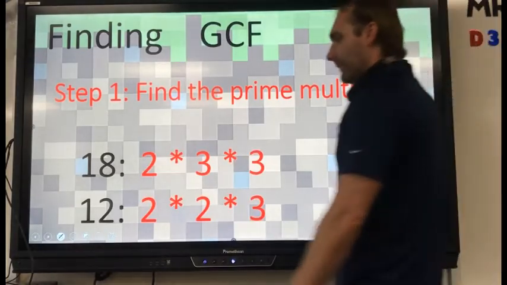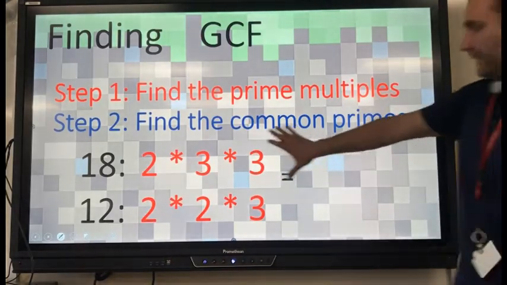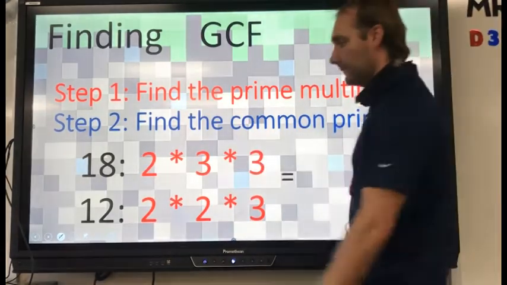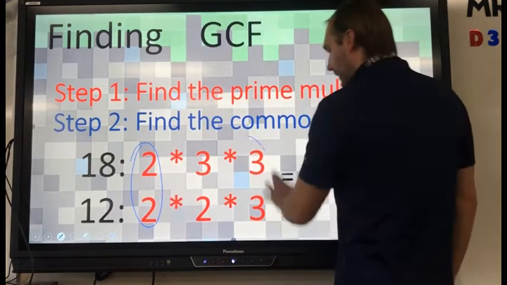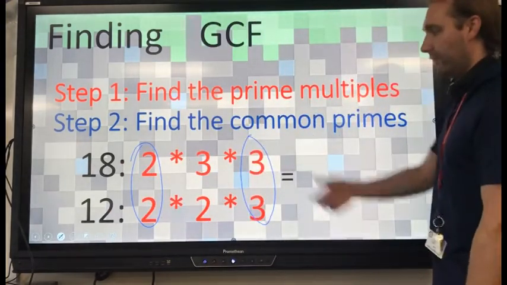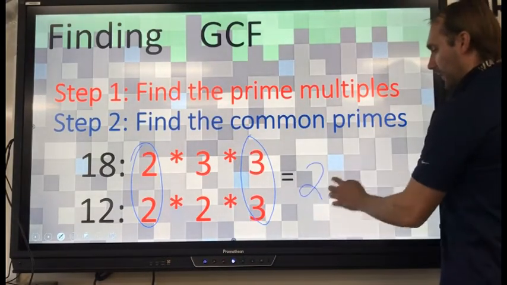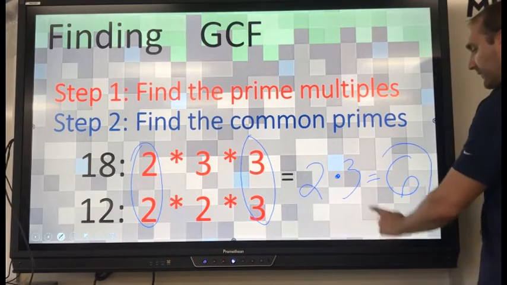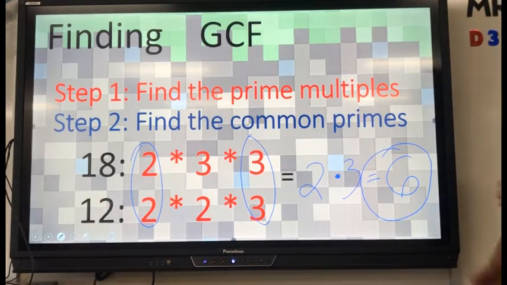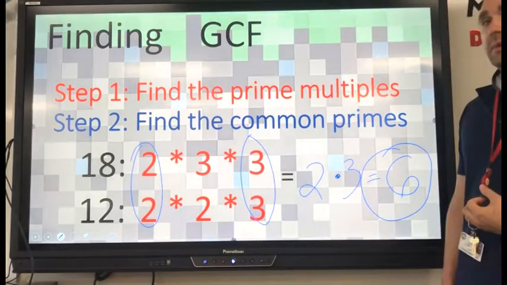Step number 2 is to find what they have in common. What multiples do they have in common? They have a 2 in common, and a 3. That's why I do it this way rather than the tree, so you can just circle at the same time. So they have a 2 and a 3. And 2 times 3 is? 6. You were right. The GCF is 6, the biggest number that's divisible into both of these. It is long, but it works.